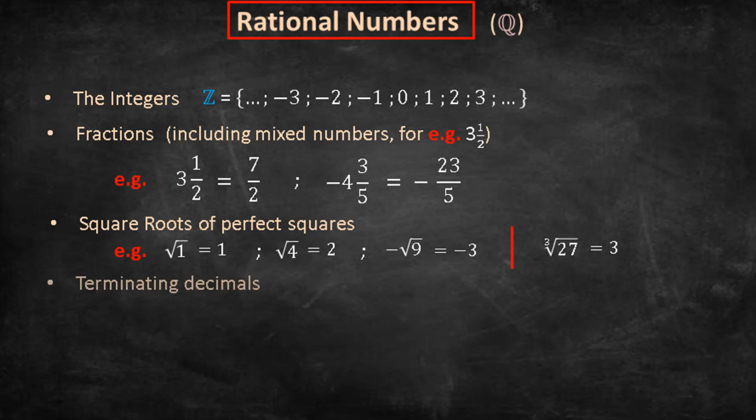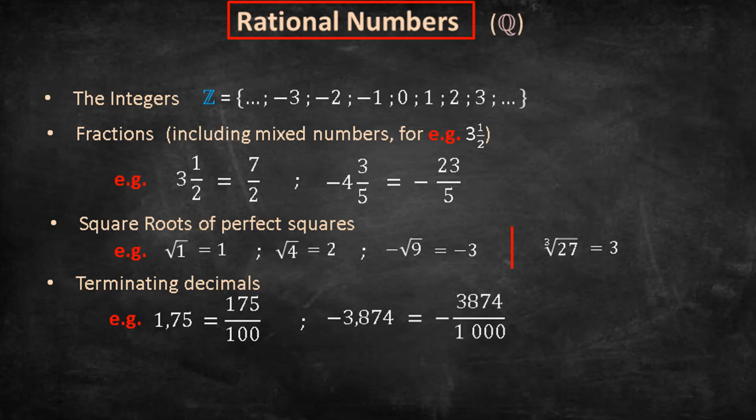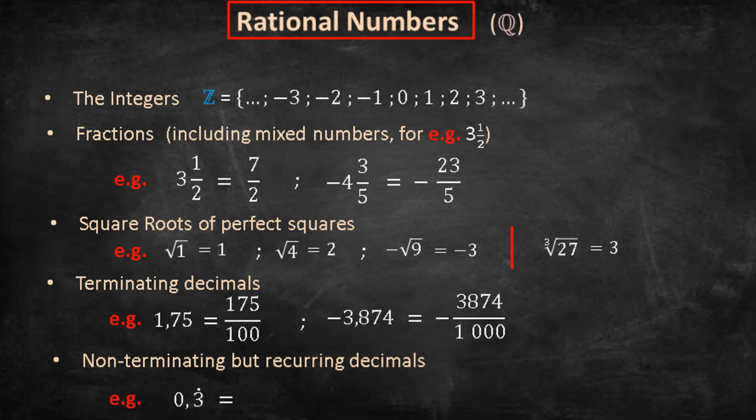Then all terminating decimals, for example 1,75, which can be written as 175 over 100, negative 3,874, which can be written as a fraction as well. Then all non-terminating but recurring decimals, for example 0.3 recurring and negative 0.018 recurring.